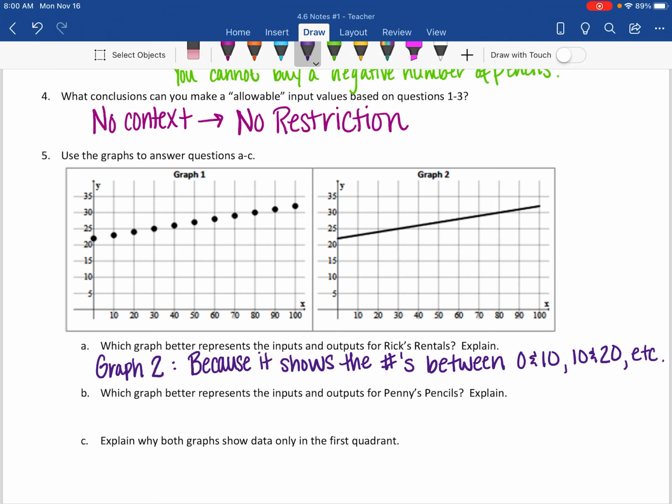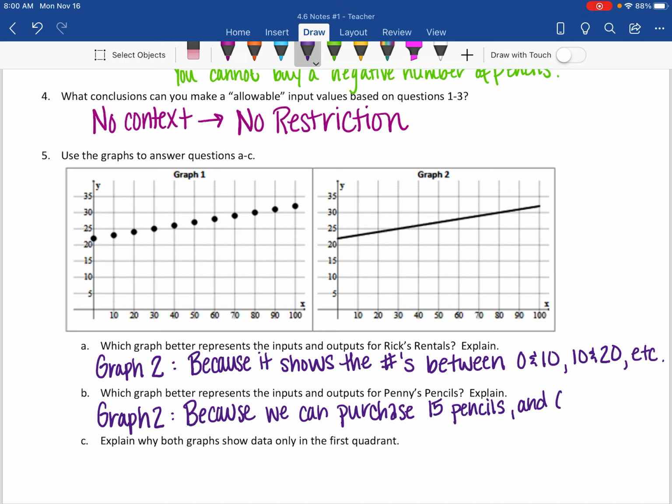Which graph better represents the inputs and the outputs for Penny's pencils? I still think that graph 2 would work as well for the same reason. And I'm just going to say it a little differently so you see a different explanation, because we can purchase, I'll say 15 pencils. And graph 1 doesn't show that.